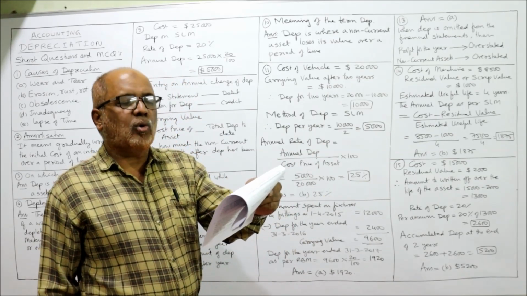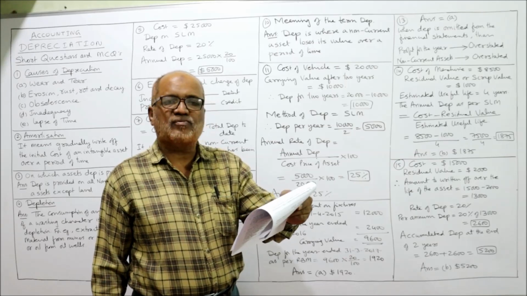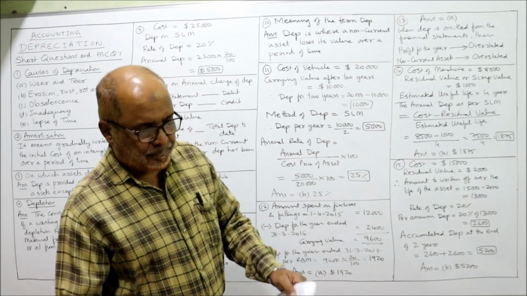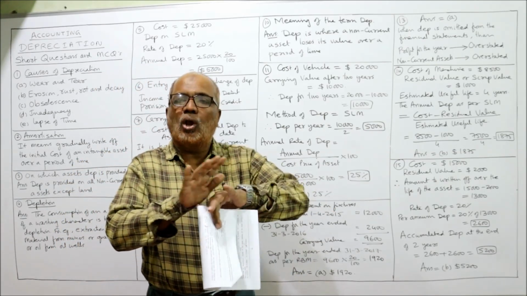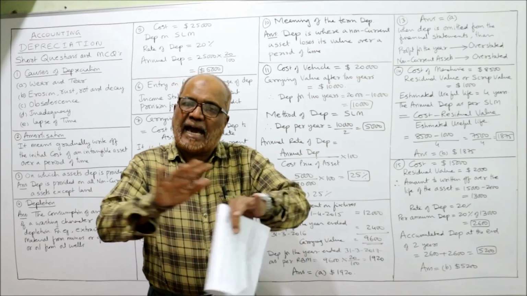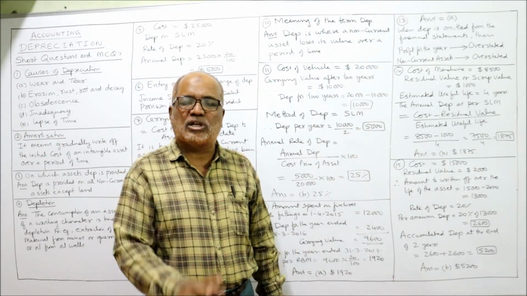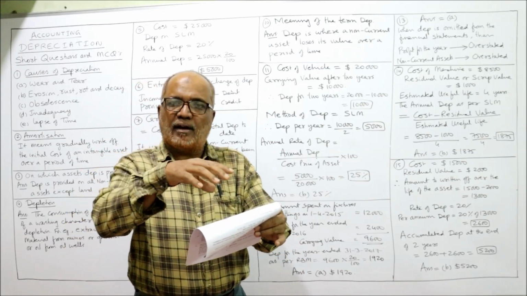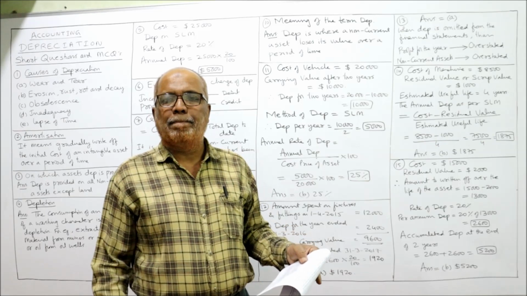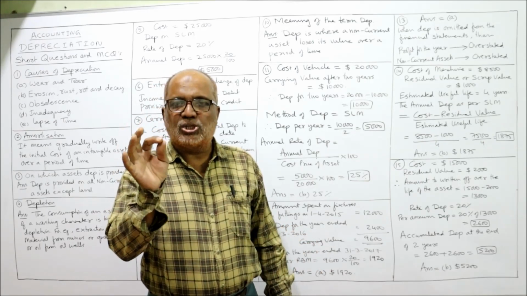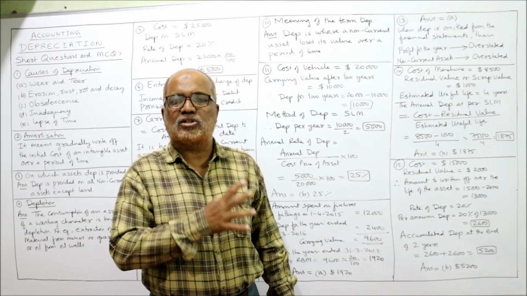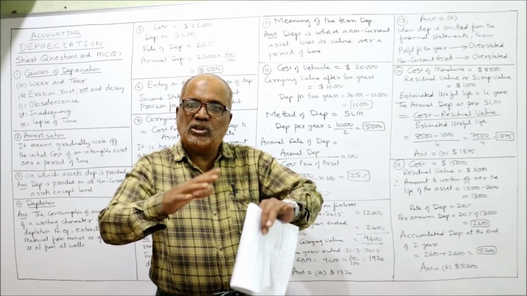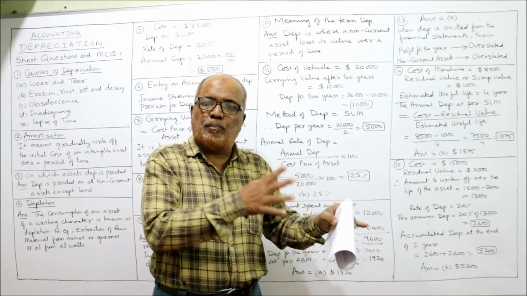A sole trader has omitted depreciation from his financial statements. What are the effects on the statement of financial position? The sole trader has not provided depreciation in financial statements. What will be the effect? Four options are given on the non-current asset and on the profit for the year. Remember, when depreciation is not provided, it will affect the profit and also the non-current assets. Both will be affected.